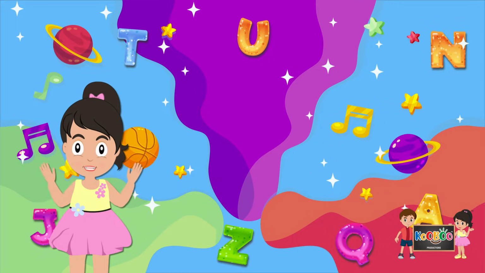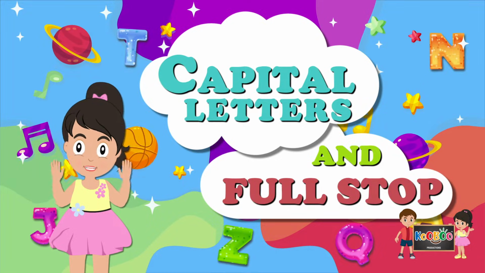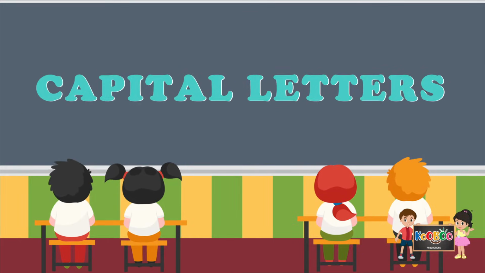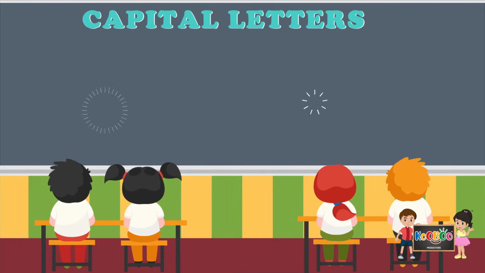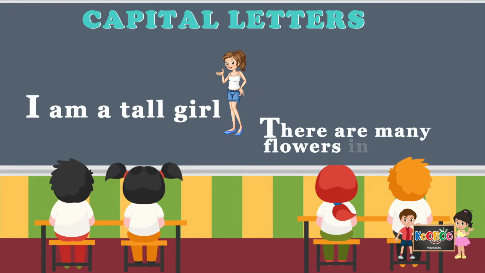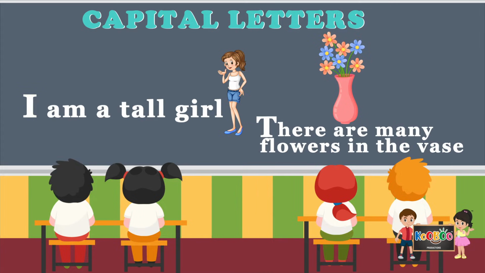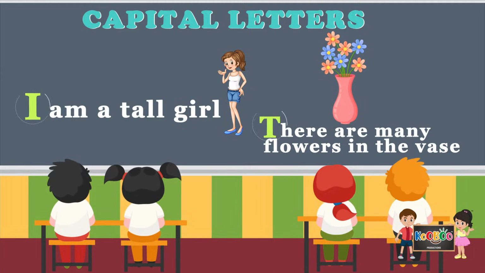Today, let me introduce you to the use of capital letters and full stop. Capital letters. We already know capital letters of English alphabet. So let us read where to use a capital letter. We use a capital letter at the start of a new sentence. Example, I am a tall girl. There are many flowers in the vase. Kids, you can see that in both the sentences we are starting with the capital letter.